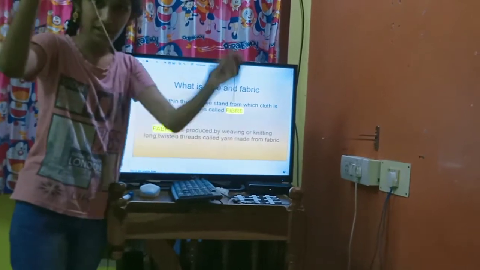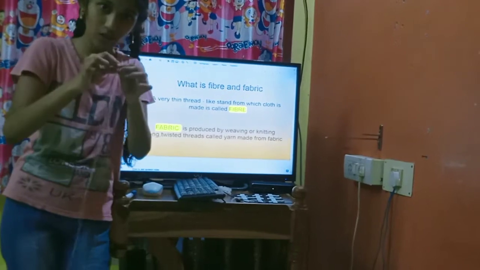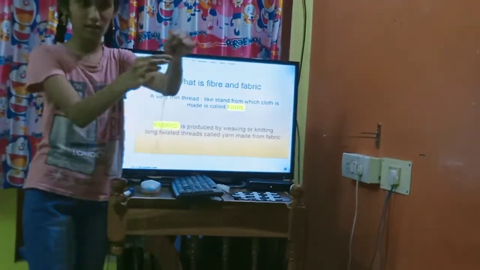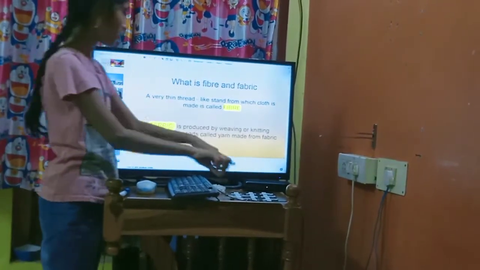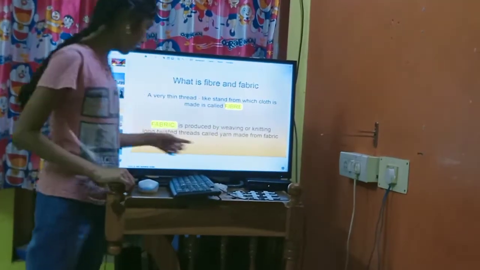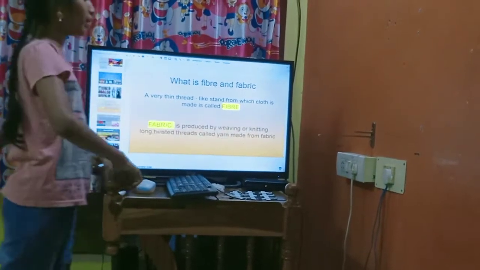This is yarn. This is thread. It's cloth only. It is very thin, right? This is called a fiber. Fabric is produced by the weaving or knitting of long thread called yarn to make a fabric.